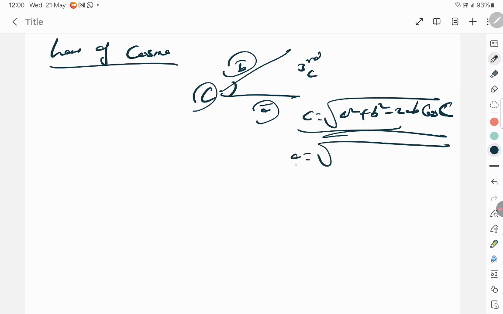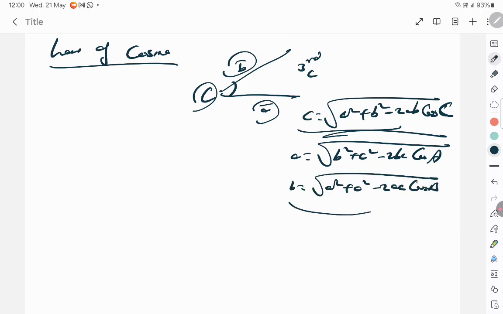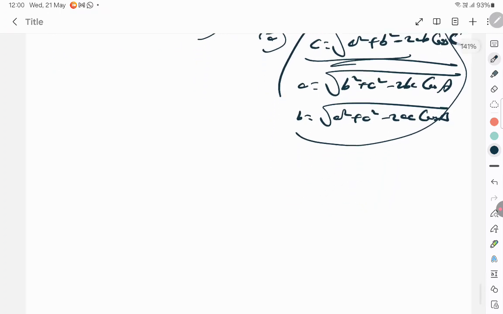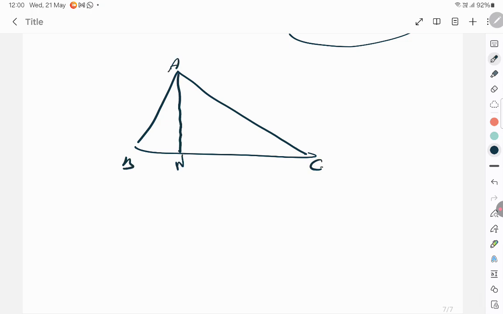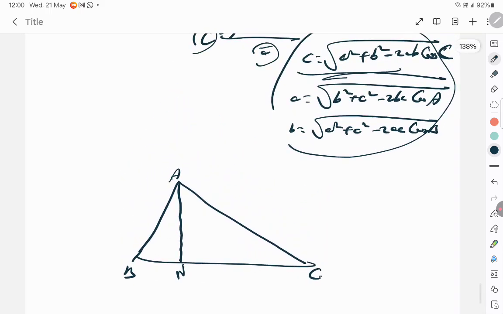Similarly, you can write a is equal to the root of b squared plus c squared minus 2bc cos A, and similarly b is equal to the root of a squared plus c squared minus 2ac cos B, and these are called the law of cosines. And how to prove the law of cosines? So let's draw a triangle like this, with this being A, B, and C, and as usual draw a normal here.